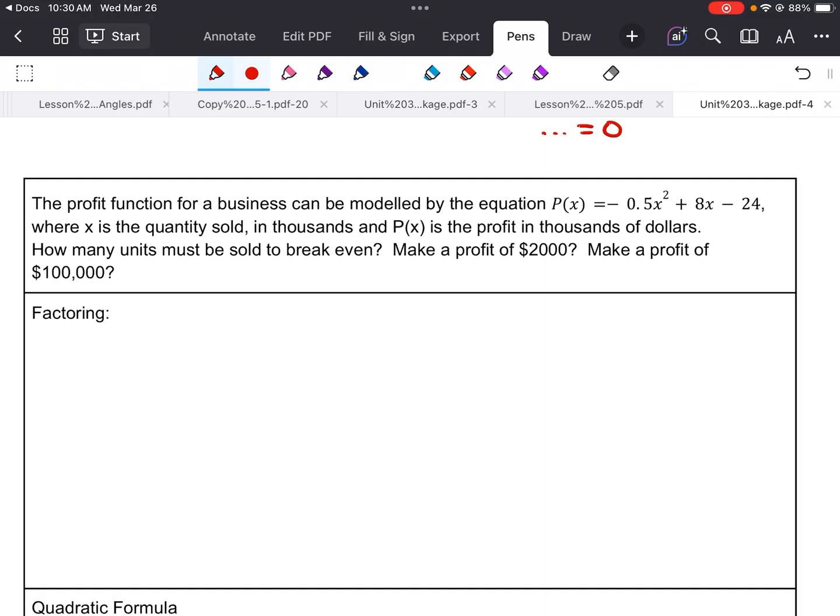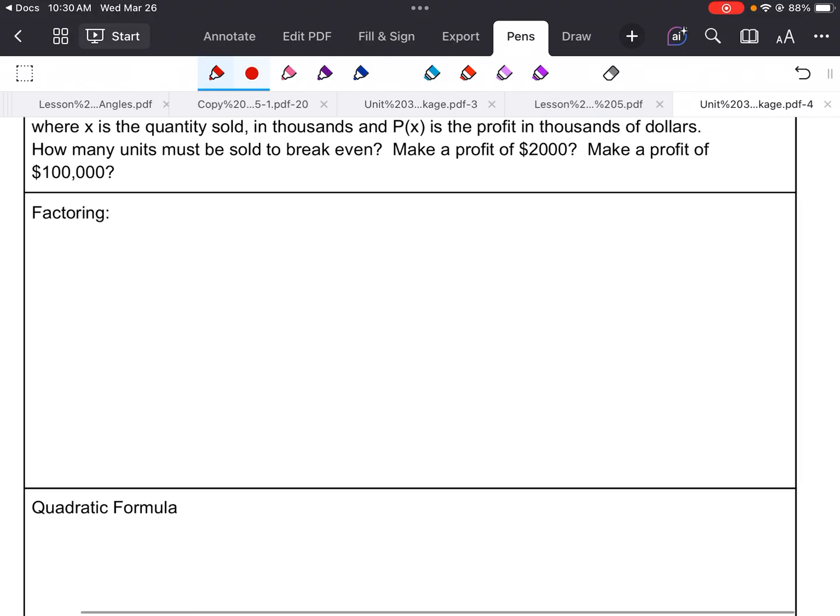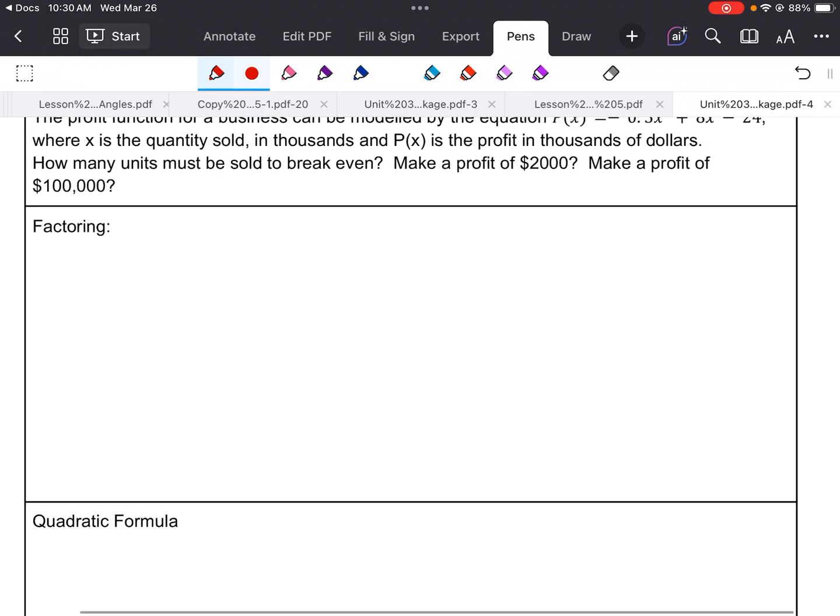We'll do it once in the factoring section since we've been factoring quite a bit, and twice with the quadratic formula. Okay, so what does break even mean? So we'll do this one in purple. Break even means a profit of 0, right? This means p(x) equals 0.